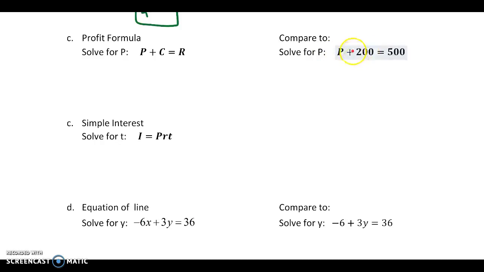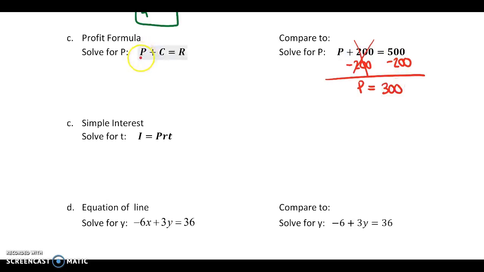And I want to get P alone, so what undoes addition? I'd have to subtract 200 from both sides. Whatever you do to one side, you have to do to the other. Keep repeating myself because it's important. So 200 minus 200, that gives me 0. That's why that cancels. And then on this side, you have 500 minus 200. Since those are like terms, you can combine them and get 300. Okay, so I get P equals 300.